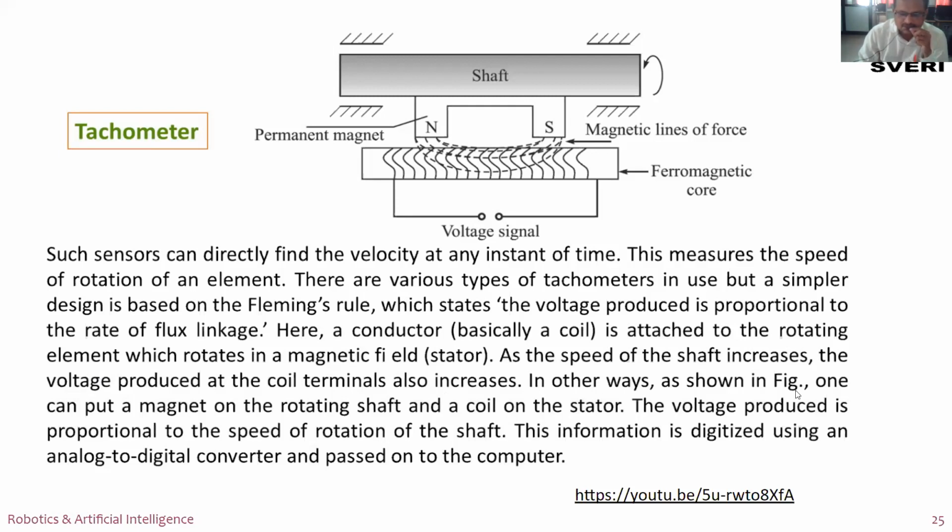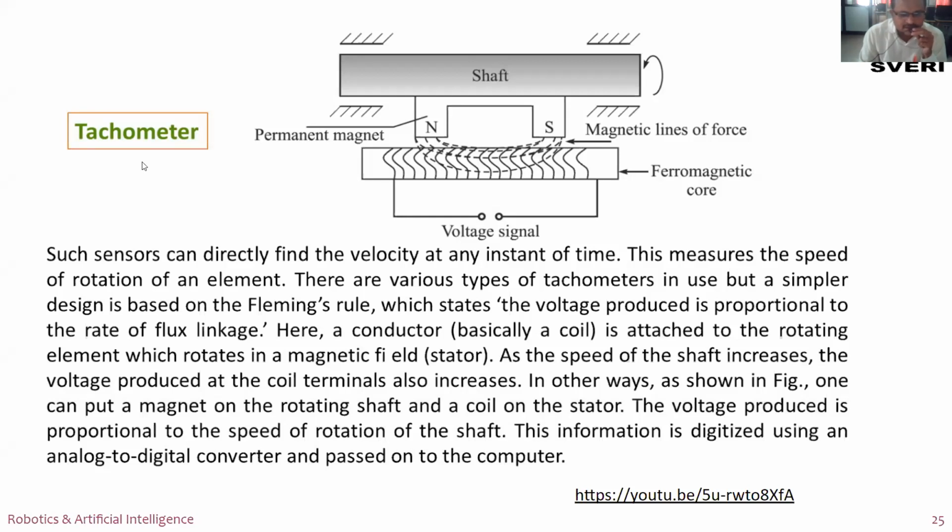In other ways, as shown in the figure, one can put a magnet on the rotating shaft and a coil on the stator. The voltage produced is proportional to the speed of rotation of the shaft. This information is digitized using an analog to digital converter and passed on to the computer.